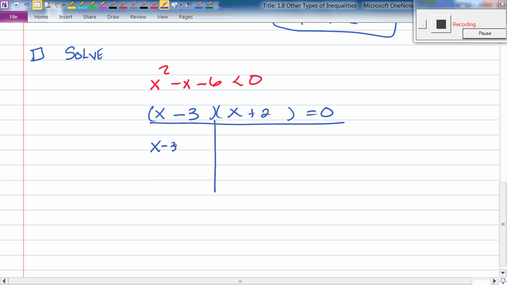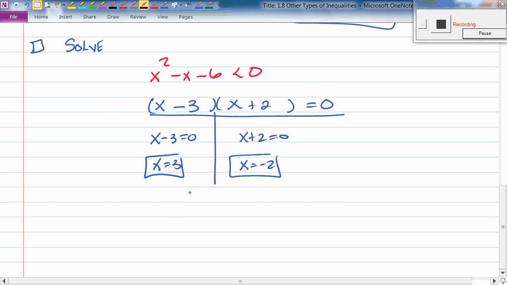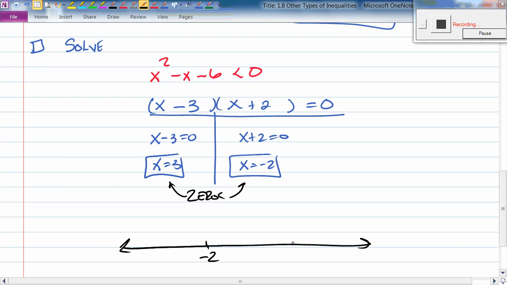So x minus 3 is going to be 0, so that means x has to be 3. That's one of my zeros. Or x plus 2 has got to be 0, so x must be -2. That's my second zero. Now that I know where my zeros are, I know how to set up my number line. So -2 is a zero, 3 is a zero, so I'm going to break up my real number line into 3 different regions. I'm going to have this region over here, the region in the middle, and the region to the right.